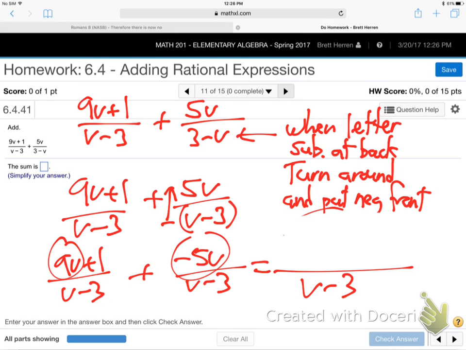So now you just finish the top. Once you make the bottoms the same, just finish the top. 9V minus 5V is 4V, and the plus 1, and we're done. Why can't I cancel these V's? Glue, Costco, all or nothing. Buy the whole package or take none of it. We can't buy the whole package, so we're done. This unit not eligible for individual resale. That's true.